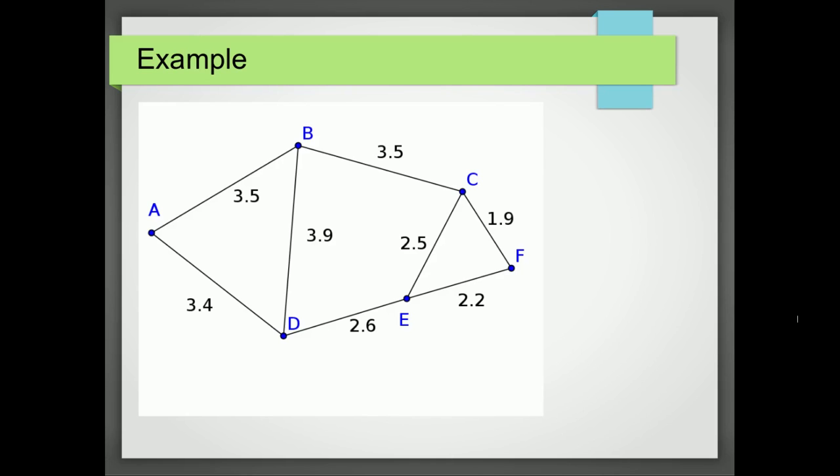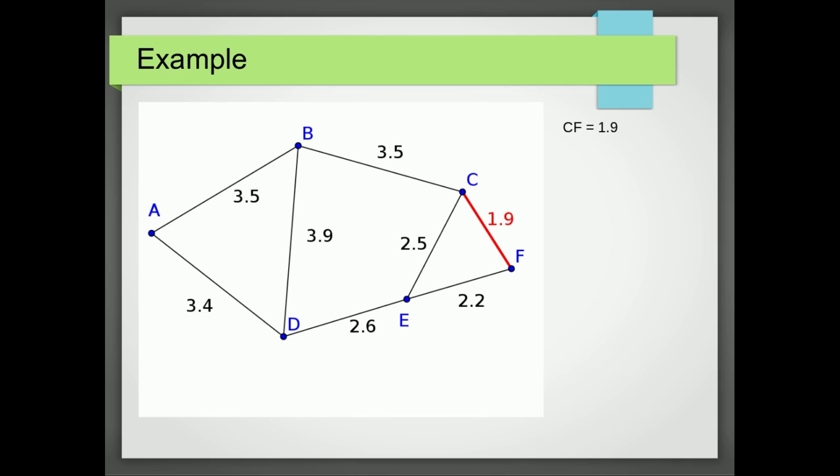Okay, so let's have an example. So here is our network, and we want the minimum spanning tree. So with Kruskal's algorithm, we just look for the shortest path, and we can see that that's CF with a length of 1.9. So we select CF, and we write down what we're doing so that it can be followed later on how we selected our paths.